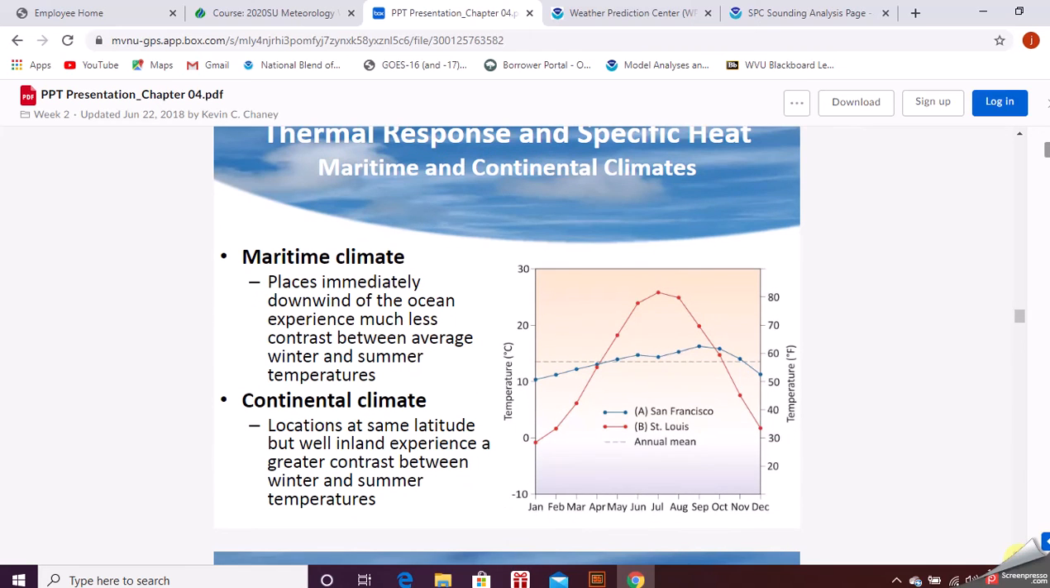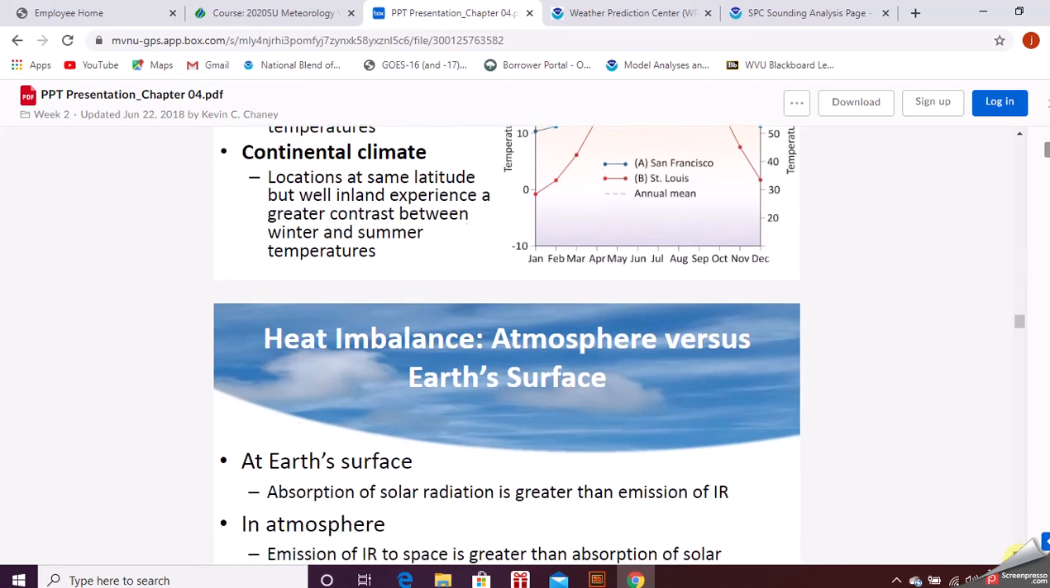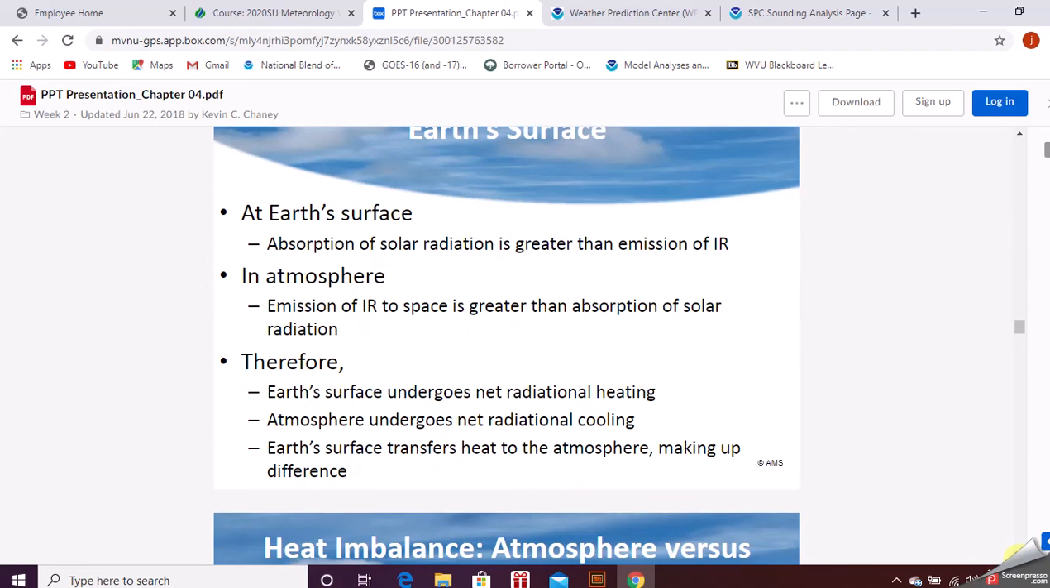Maritime climates, oceans do not like to change because they are water. They take a lot more heat energy to change. One of the things that's interesting is there's actually a net gain of energy on the Earth's surface, while the atmosphere actually has a net loss of energy due to infrared radiation into space. So there must be a transfer of energy from the Earth to the atmosphere in order to balance that change.